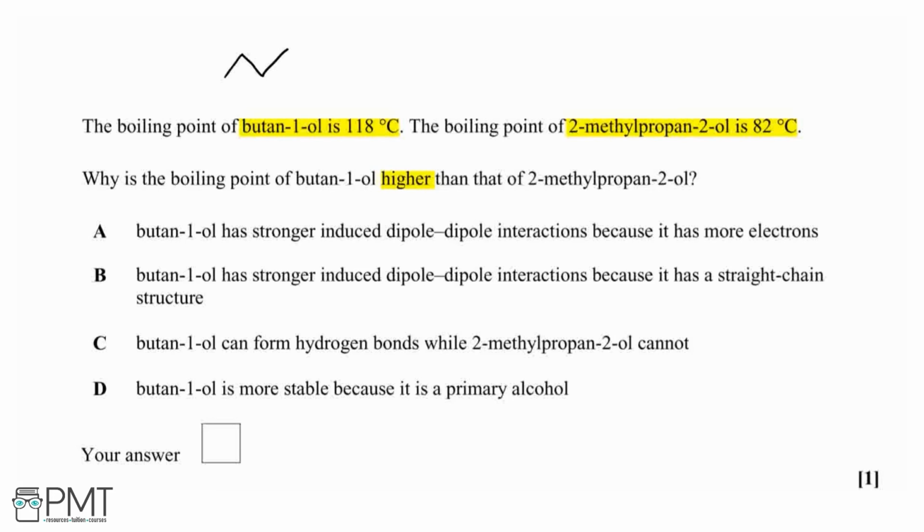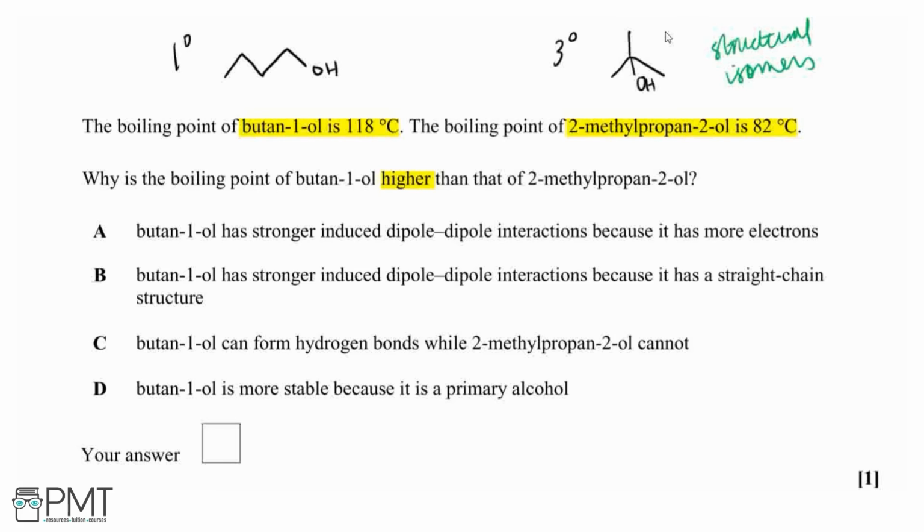So butan-1-ol, we've got a 4-carbon chain with the alcohol group on carbon number 1. And for 2-methyl propan-2-ol, we've got a 3-carbon chain with our methyl group on carbon number 2 and our alcohol group on carbon number 2 as well. So what we can see here is that we've got a pair of structural isomers. Therefore, they're going to have the same molecular formula, hence they will also have the same number of electrons. They're both alcohols, so they're both going to have hydrogen bonding. And we've got a primary alcohol for our butan-1-ol, and our 2-methyl propan-2-ol is a tertiary alcohol.